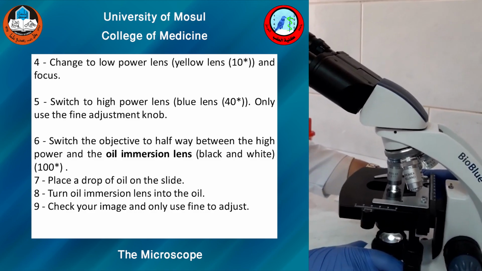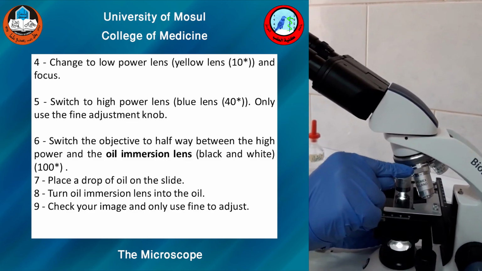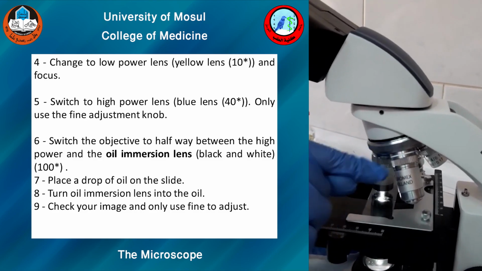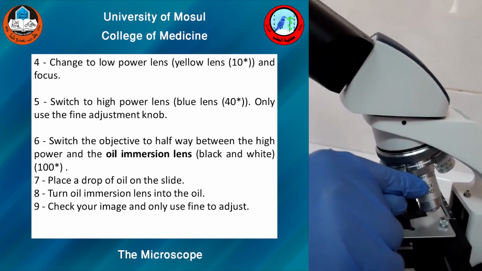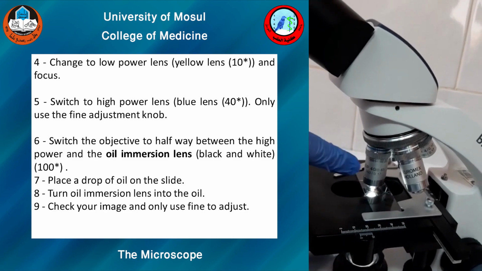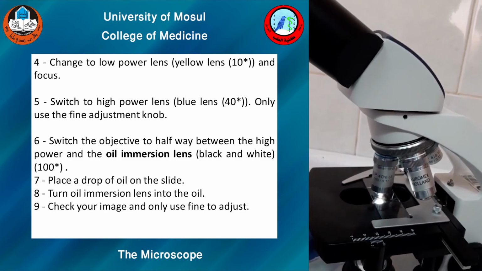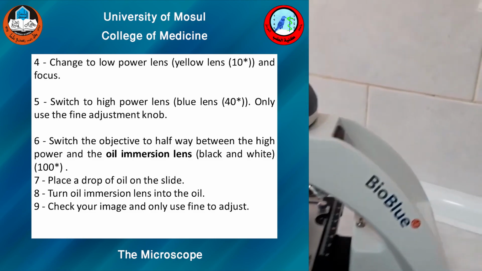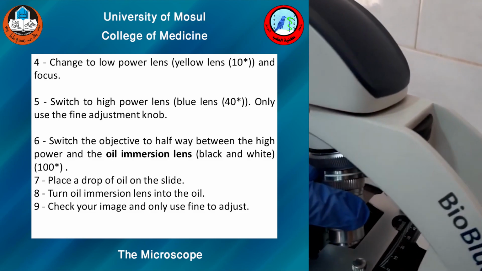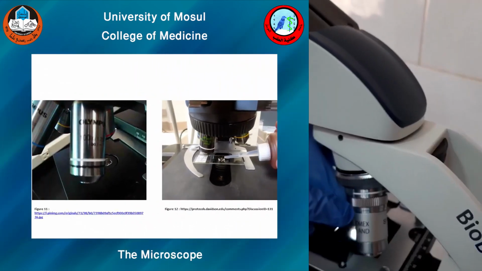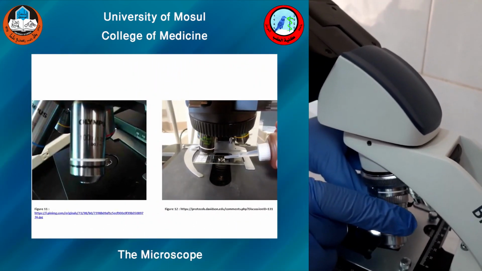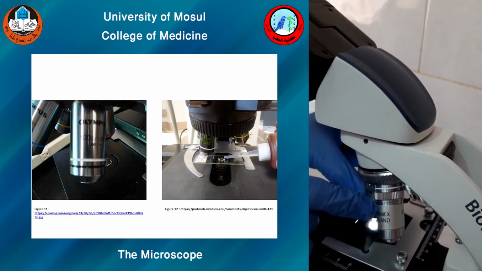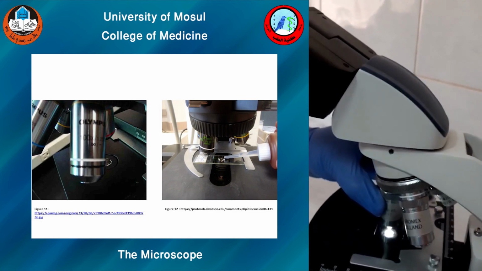Then we change to the oil immersion lens with the white line. It will magnify the object by 100 times by 10, so it will magnify the object by 1000 times. Now, the oil immersion lens is very important in microbiology. How to use it? From its name, it is the oil immersion lens, so it needs oil in order to work.